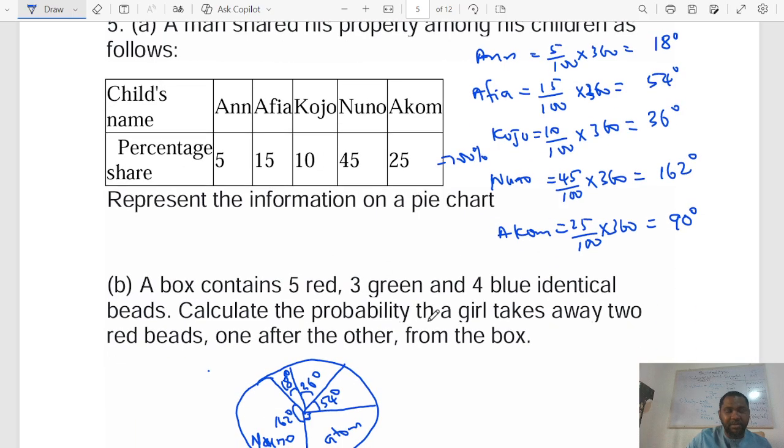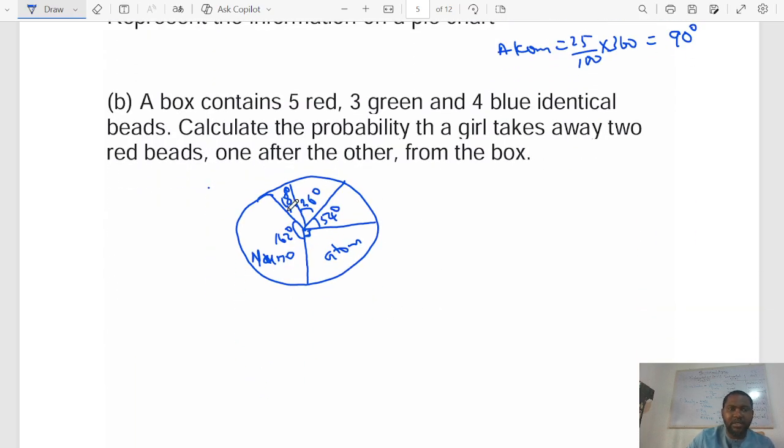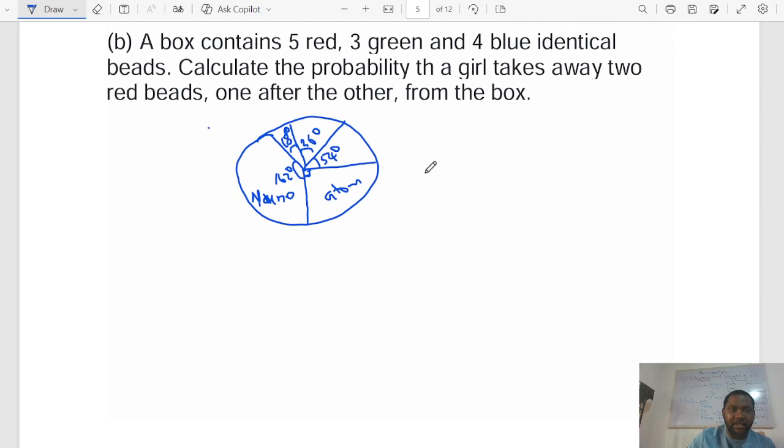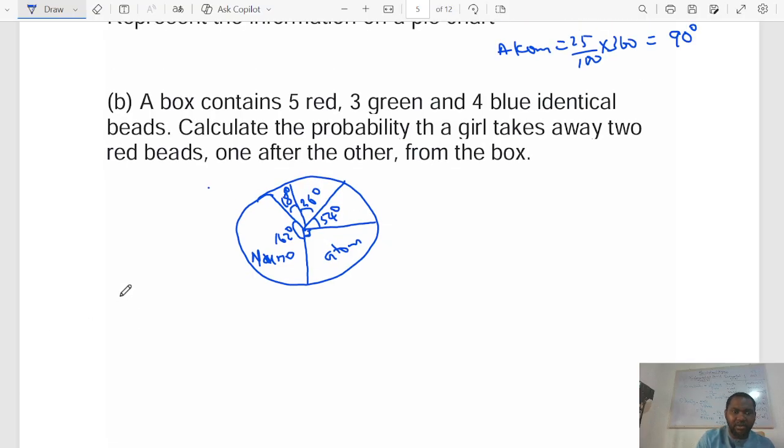Okay, very important. Now the next question says a box contains 5 red, 3 green and 4 blue identical beads. Calculate the probability that a girl takes away 2 red beads, one after the other, from the box. First of all, the total number of beads is 5 plus 3 plus 4, and that's going to be 12. Now the probability of picking a red bead is obviously 5 over 12.